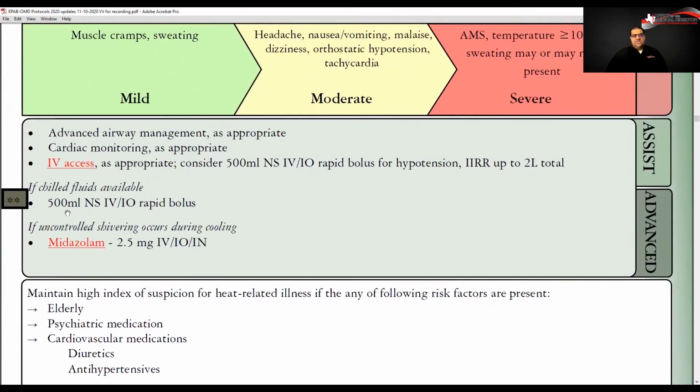And then at the assist and advanced level, if you do have chilled IV fluid, so if you have a fridge in your ambulance or in your engine, and you've got normal saline in there, you can administer, or should administer, chilled IV fluids preferentially, and then obviously normal temperature fluids if you don't.